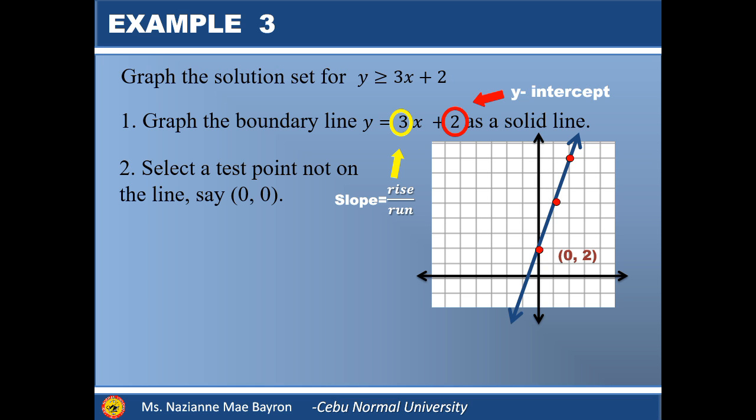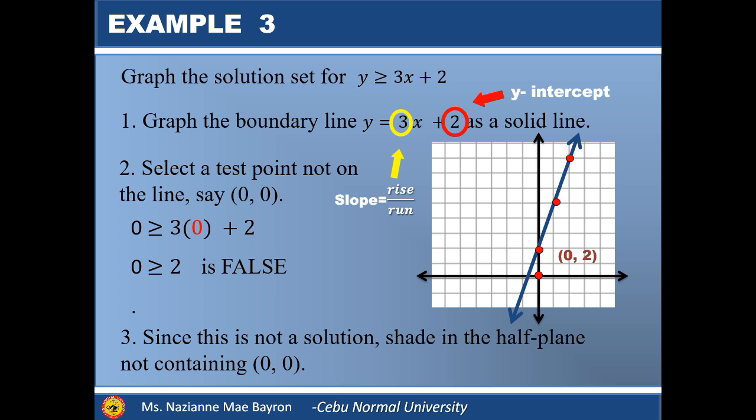Next, select a test point not on the line, say 0 and 0. Since 0, 0 makes the inequality false, shade in the half plane not containing the 0, 0.